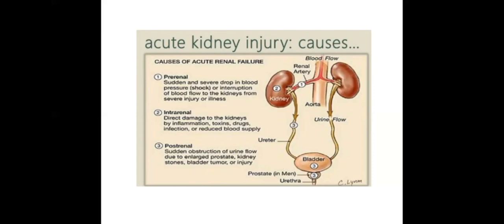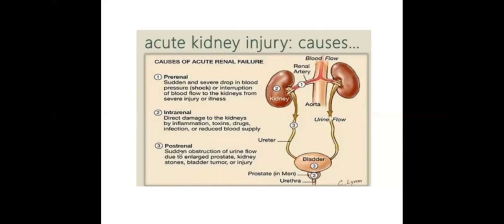In the pre-renal area, a sudden and severe drop in blood pressure or interruption of blood flow to the kidneys from severe injury, illness or some kind of accident will lead to pre-renal acute kidney injury. Intrarenal acute kidney injury might be because of direct damage to the kidneys, by infection inside the kidneys, by inflammation of the kidneys, because of drugs, toxins, or reduced blood supply to the kidney.